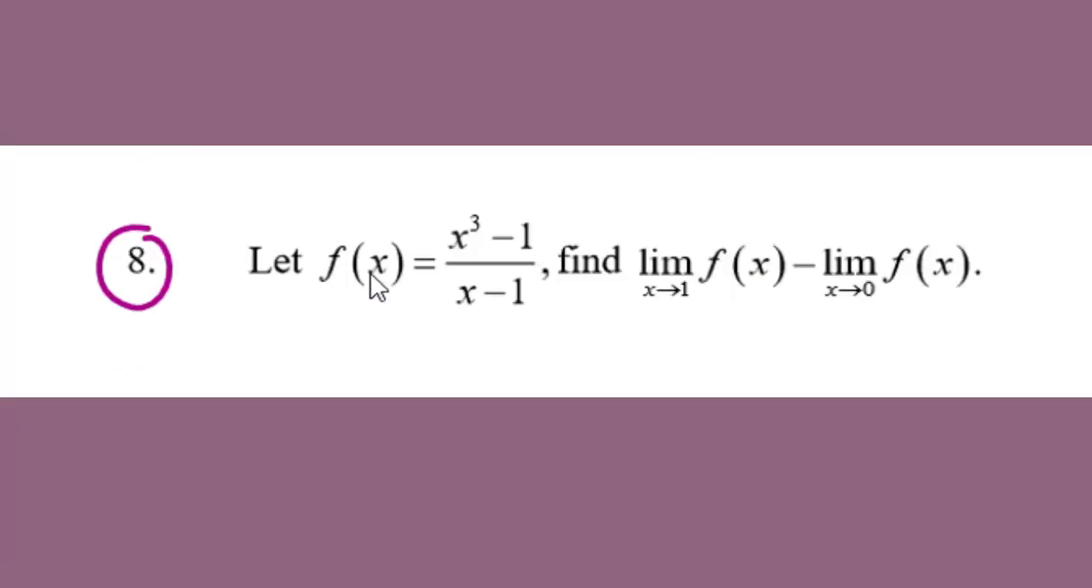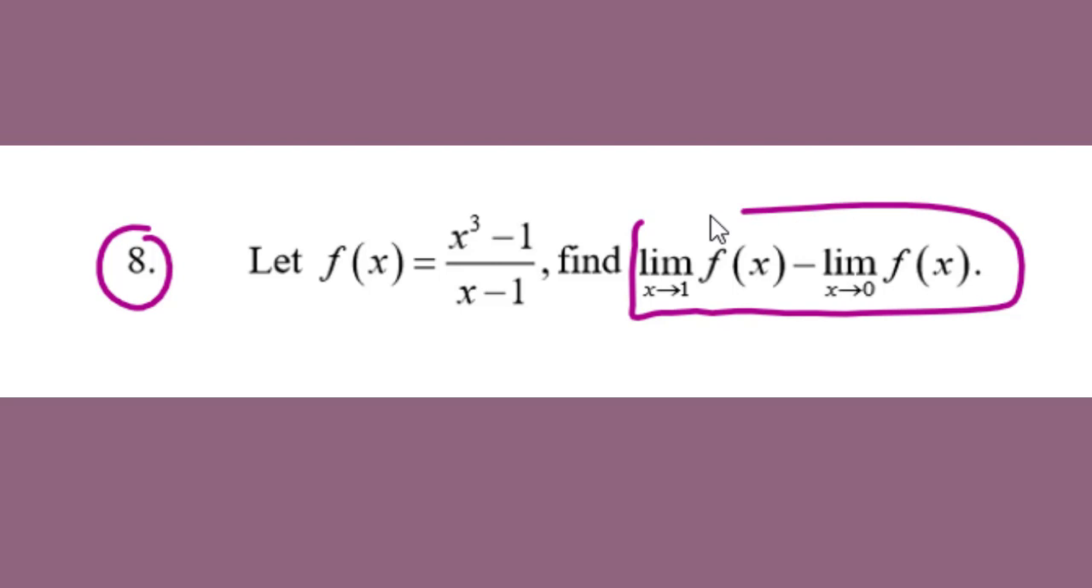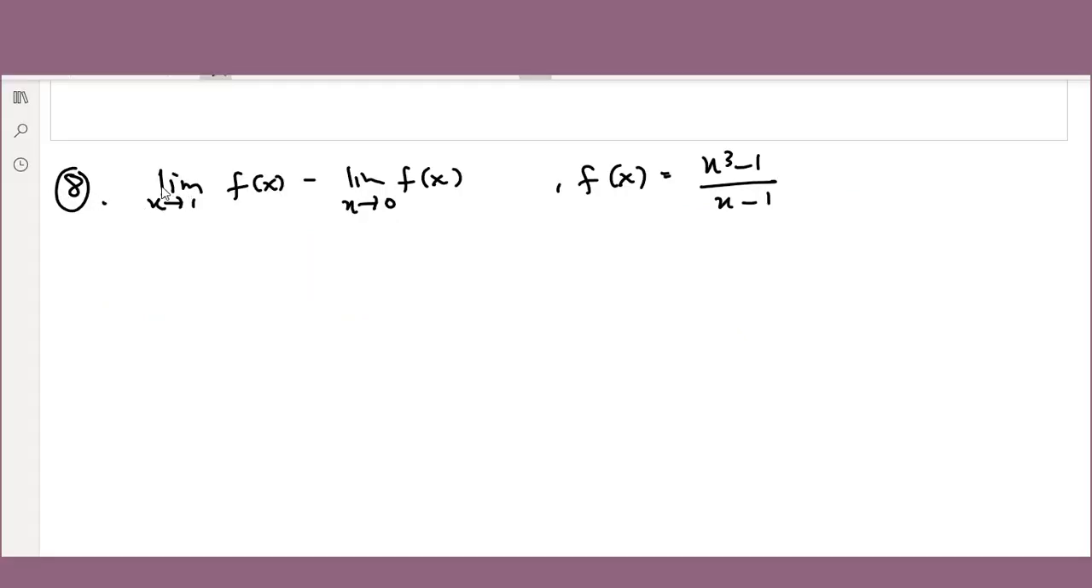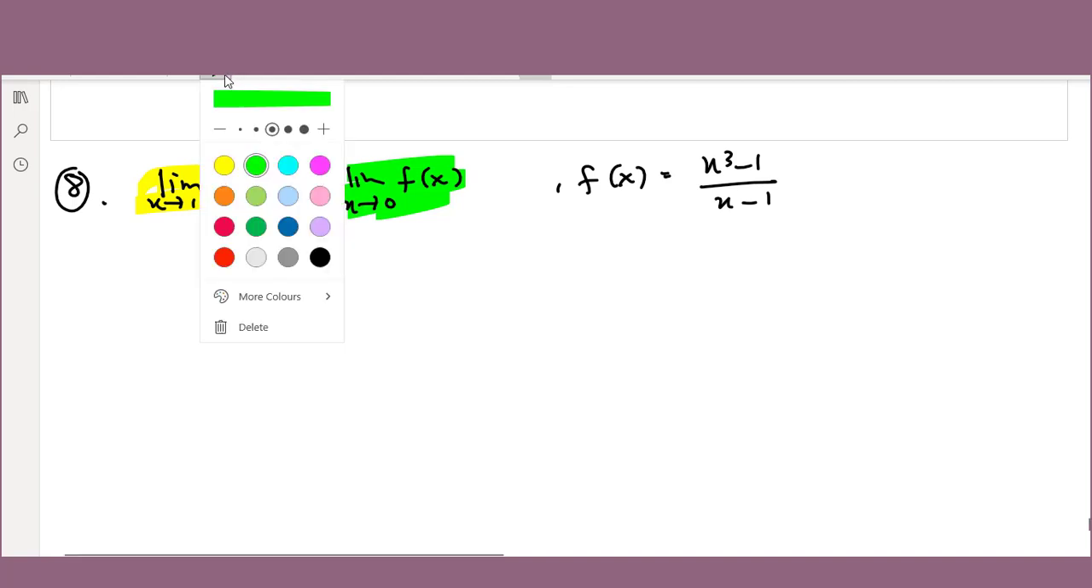Number 8. Let this function f(x) be x cubed minus 1 over x minus 1, find this limit. So this is f(x) using the function. This one also f(x) using the same function. x approaches 1, that is x approaches 0, for number 8, and you find this one separately. Find the second term first, and then minus.